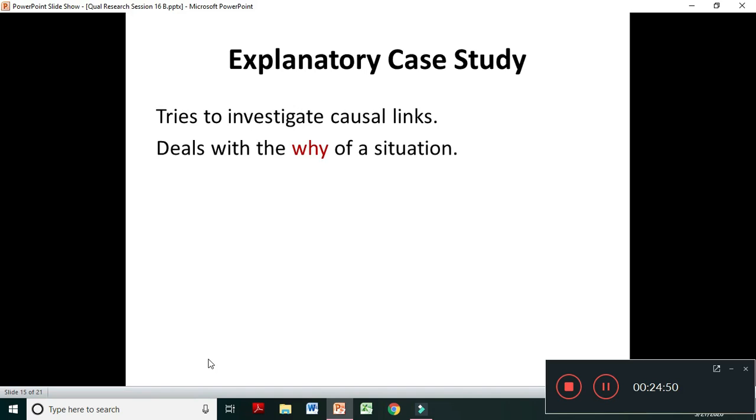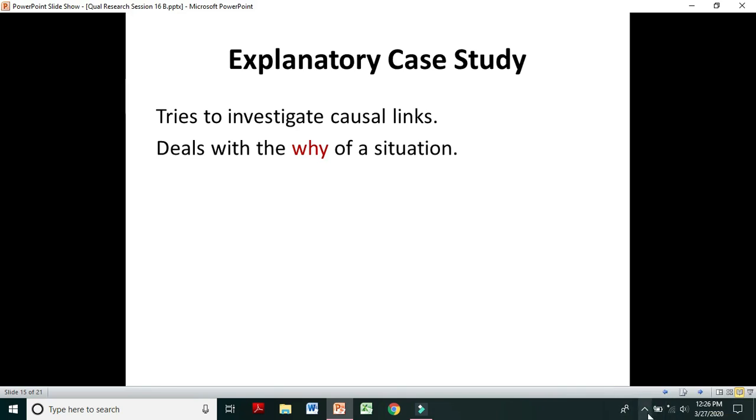So when we say that it tries to investigate causal links, some people get confused with this statement. They think that causal links are studied through experimental or quasi-experimental studies. Causal link means where you establish a cause and effect relationship. So if you intend to establish some sort of cause and effect relationship, then the appropriate method would be an experimental study or quasi-experimental study. So case studies cannot serve this purpose.